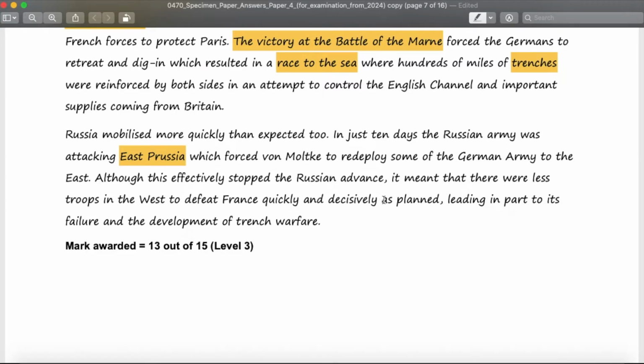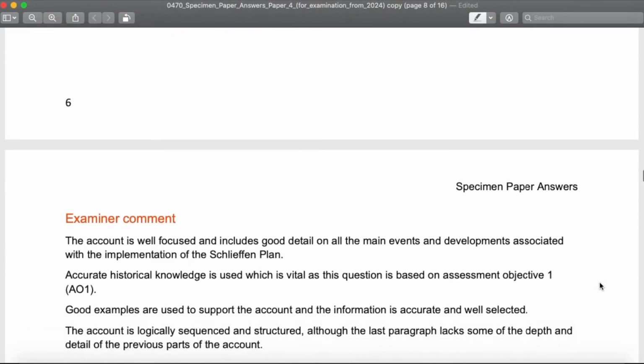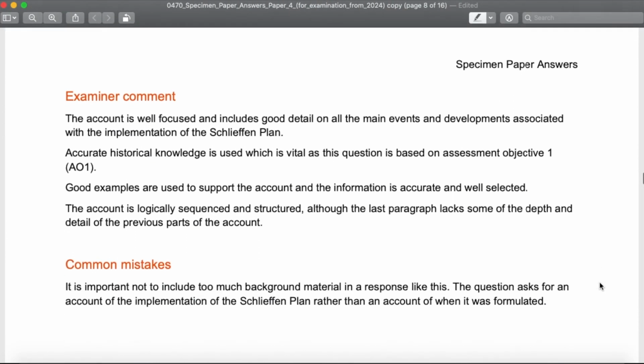So 13 marks out of 15. This is a pretty good answer. It sticks fairly well to the question by talking about the implementation of the plan, going through Belgium, avoiding a two-front war, Eastern and Western fronts. So 13 out of 15.